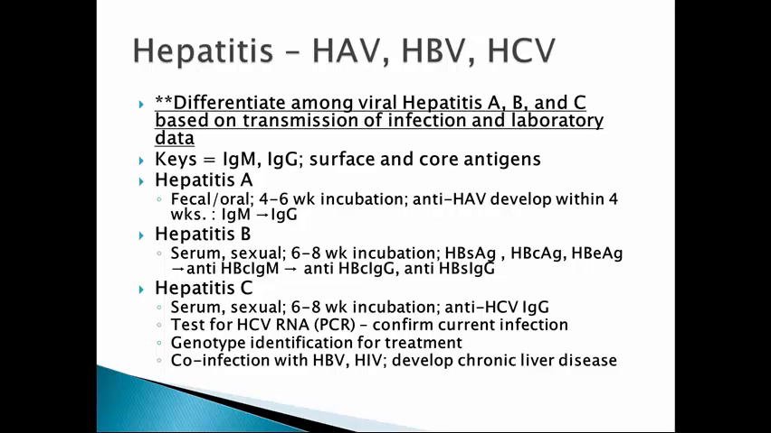Let's start with hepatitis A. We know that hepatitis A is transmitted through a fecal-oral route and has about a 4 to 6 week incubation period. Now, antibody to hepatitis A, or anti-HAV, which is antibody to the hepatitis A virus, usually develops within about 4 weeks. So during that time, you would see a shift from IgM to IgG if the individual is responding appropriately.